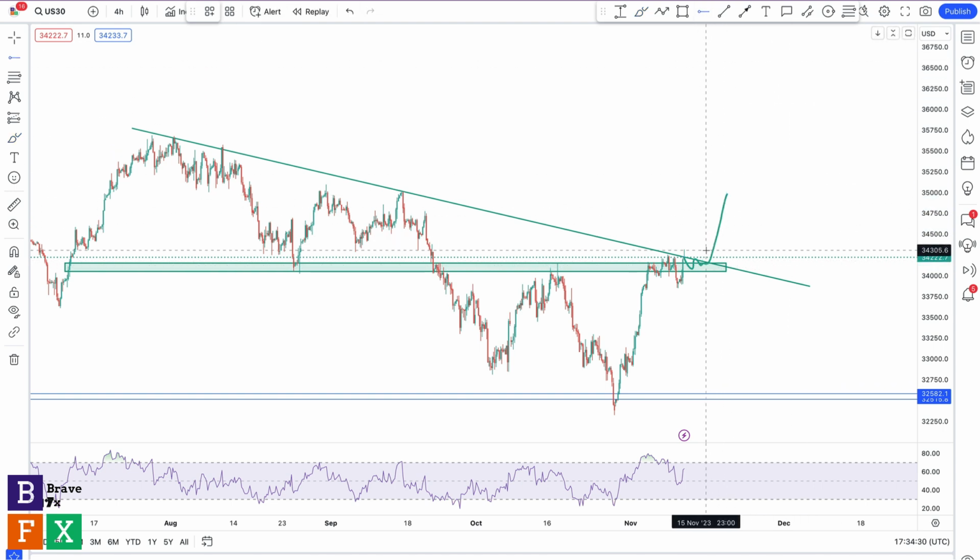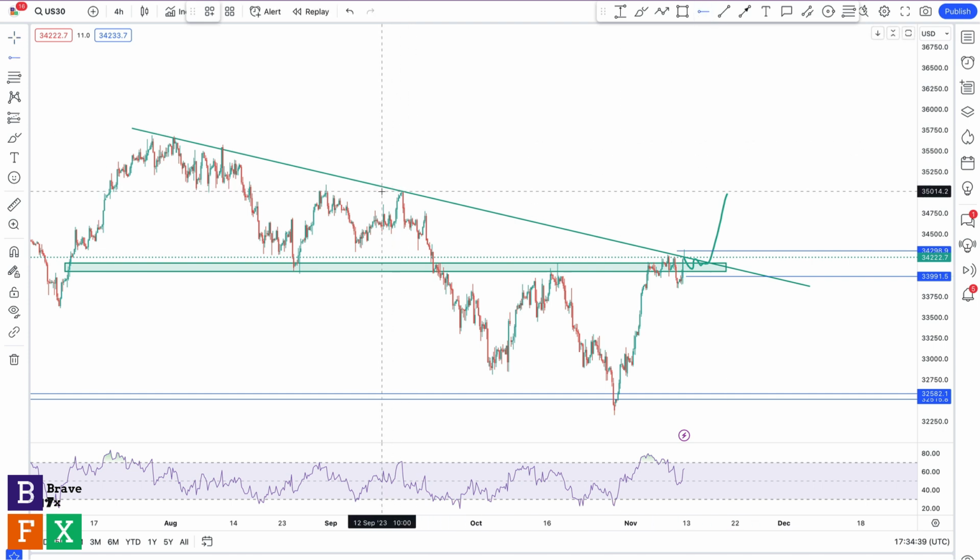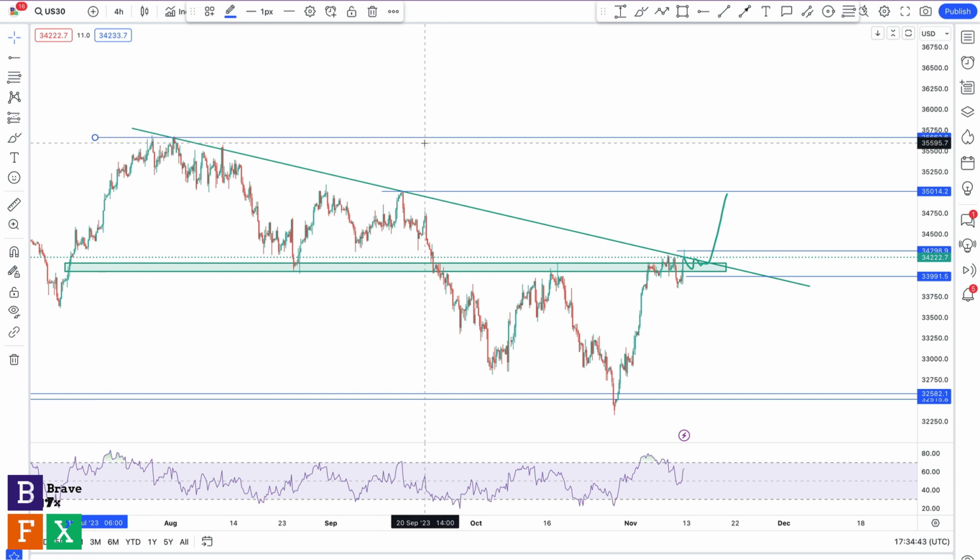So if this happens, my entry is going to be above the breakout. Stop loss is going to be below the consolidation that leads to the breakout. First target obviously is going to be around its highs. Second target is going to be around its highs. And if you have more positions to hold, then you're simply going to trail the rest of your positions as we go higher. So this is how I'm going to trade US30. No rocket science. I think this is self-explanatory, right?